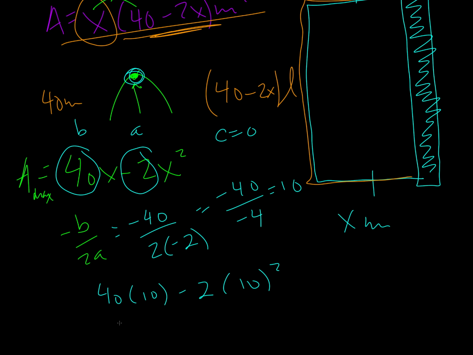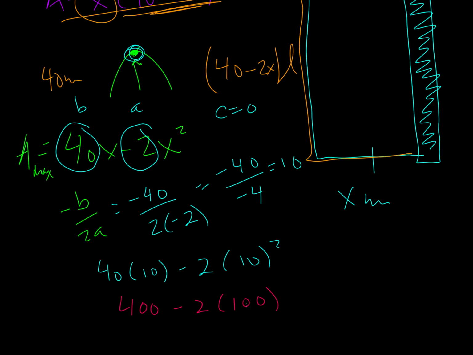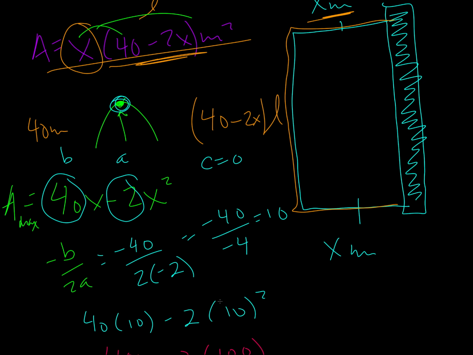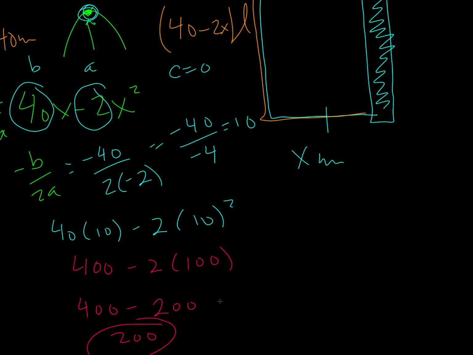So 40 times 10 is 400. And then this is going to be negative 2 times 100. And so that's going to be 400 minus 200, which is 200. Okay, so 200, it's a length, so it's going to be meters.